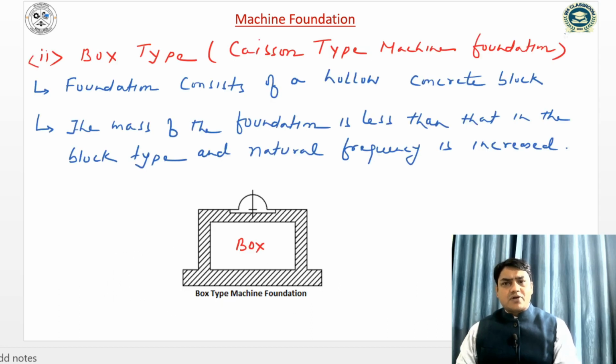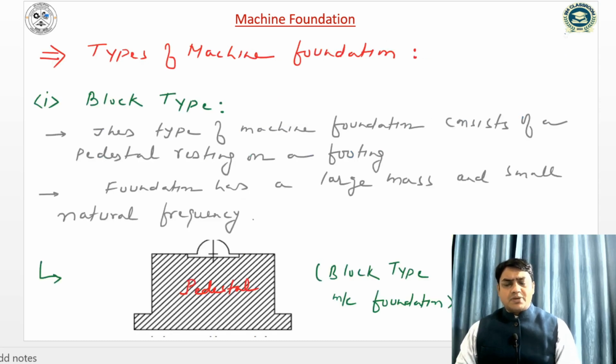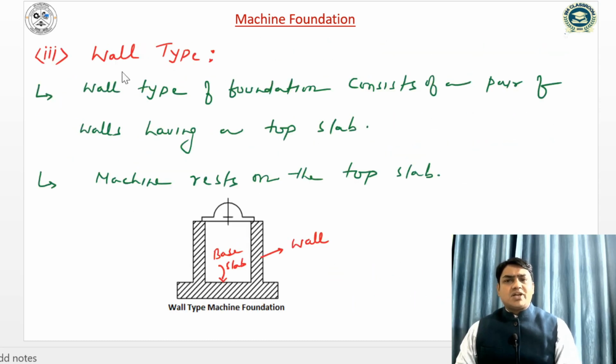The second type of machine foundation is the box type, and it is also called the caisson type machine foundation. The foundation consists of a hollow concrete block. We can see that this is the hollow concrete block, and the mass of the foundation is less than that in the block type, and the natural frequency is much higher as compared to the block type.